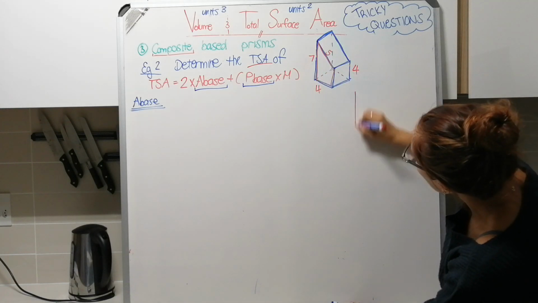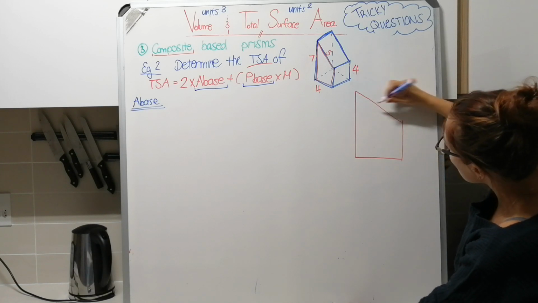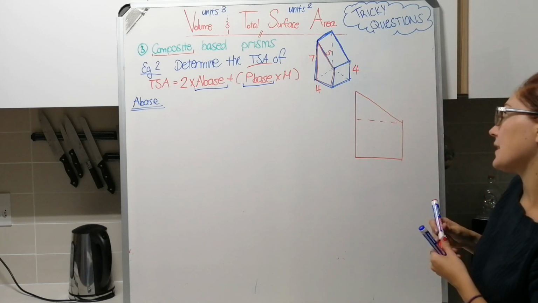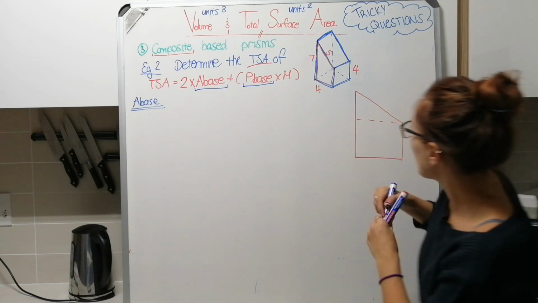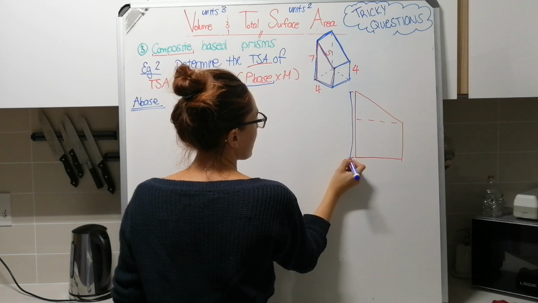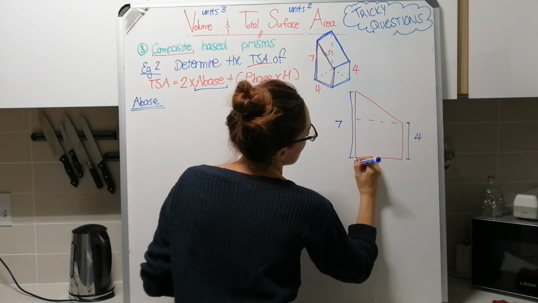Okay, so if I draw that again, I've basically got something like a square with a triangle stuck on top, kind of like that. Okay, that's what I'm dealing with. Now let's see what we know. We know that this whole side is 7. We know that that is 4. We know that this is 4.